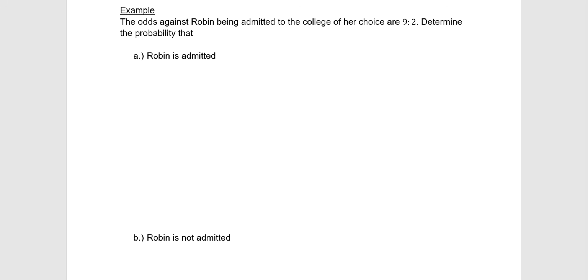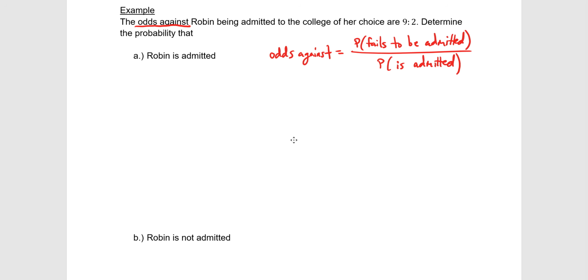We know that we're given the odds against, and odds against is going to equal the probability of failure divided by the probability of success. In this case, the probability that she fails to be admitted divided by the probability that she is admitted. Based on what we're given here, it's 9 to 2, which you write as a fraction as 9 over 2.